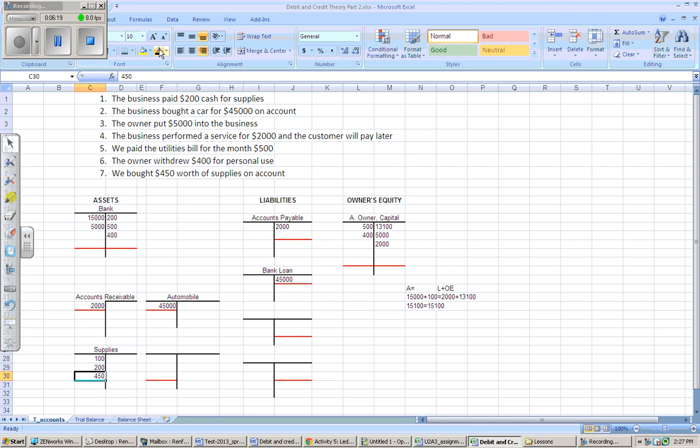What's the other account that's affected? Well, we bought it for $450 on account. That means we owe money for it. So when we owe money, it's accounts payable. It's a liability. It's increasing because we owe more for it. So liabilities increase on the right or credit side, so it gets recorded there. So we have a debit and a credit.